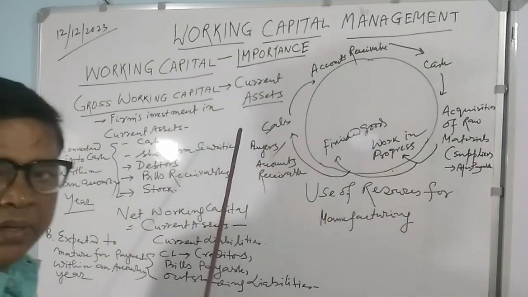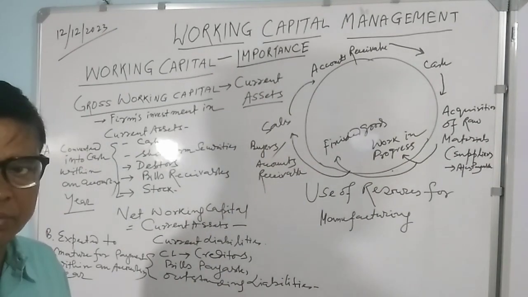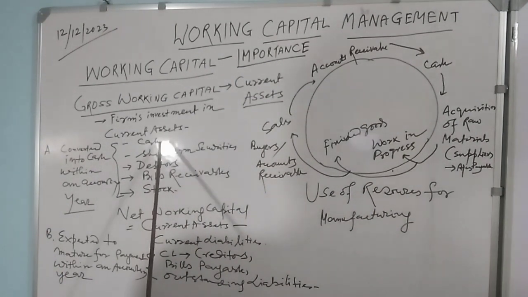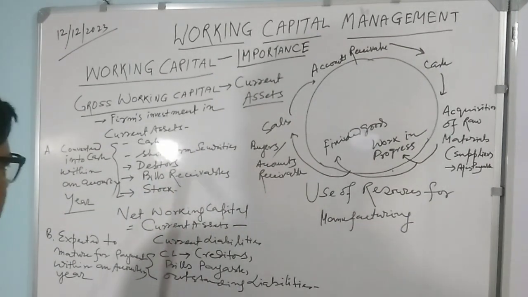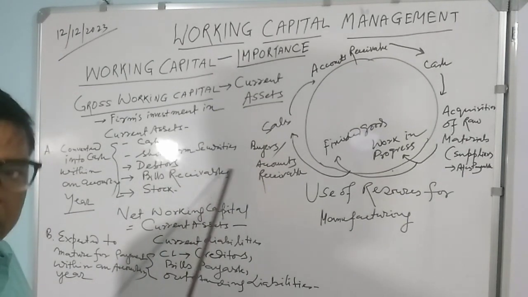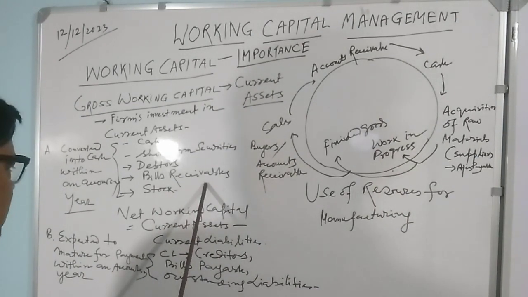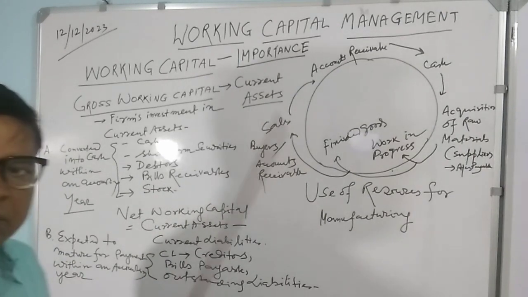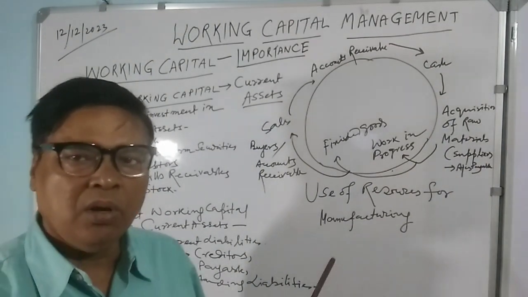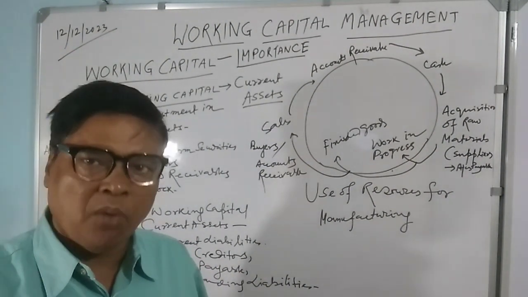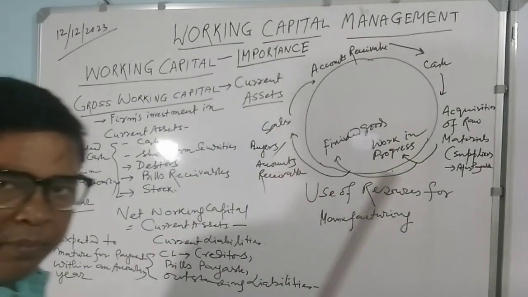One is gross working capital, which is nothing but the sum total of your current assets. Which are those current assets of a firm? Your cash itself, that means cash and bank balance, ready cash, short-term securities, your debtors, which are created from credit sales, bills receivable, which are also created from credit sales, and your stock. Stock means three components: finished goods stock, work in process stock, and raw material stock. The sum total of these is your gross working capital.